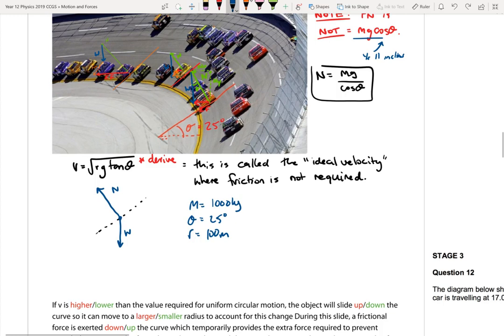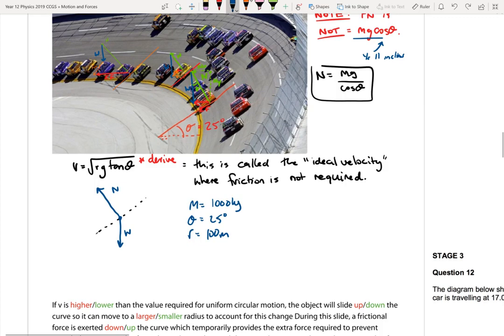We simplify this to uniform circular motion. When I say the word uniform, you can go constant radius, constant speed, use these equations. If it's not uniform, you must be given the information at that point. So at this point, they're at 25 degrees and they're travelling at 100 metres per second. Okay?